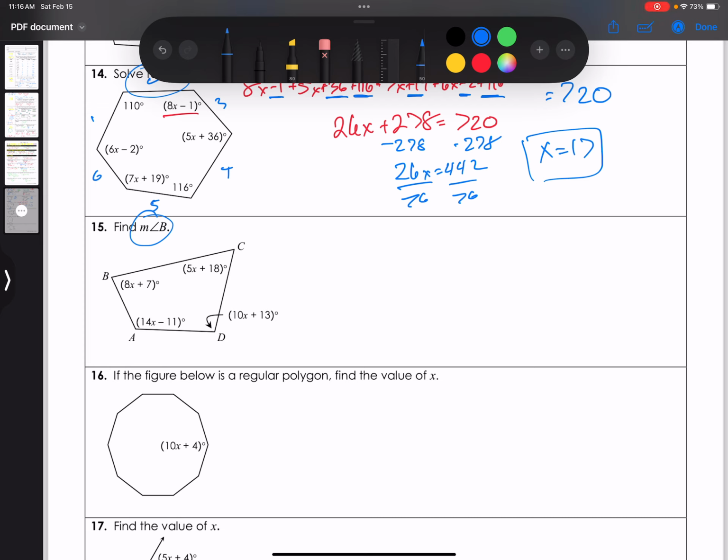So same thing. We know this is a quadrilateral. I'll give you a little help. It adds up to 360. Okay, I'm going to add 8x plus 7. I'm going to add 5x plus 18. I'm going to add 10x plus 13. I'm going to add 14x minus 11. And then let's combine like terms.